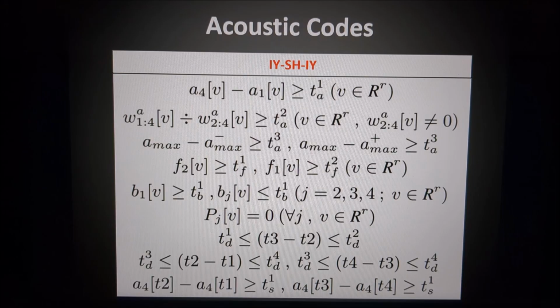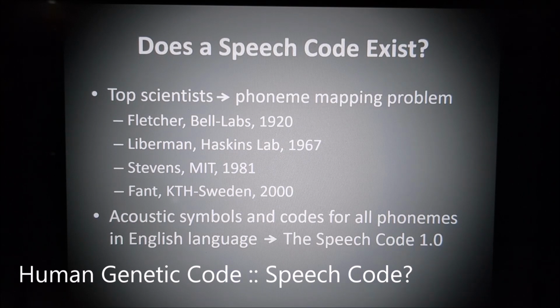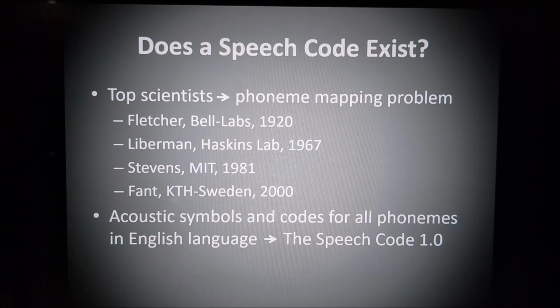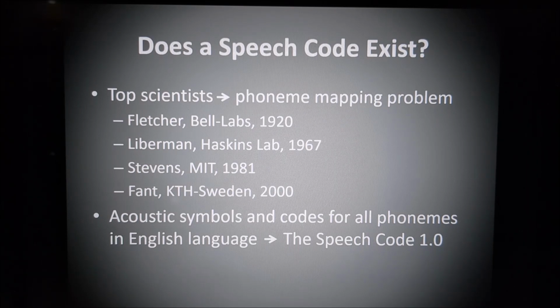Now, why is this such a big deal? Well, many legendary scientists have long argued that just like the human genetic code, there must be a speech code that lets us robustly hear phonemes, even when the word it represents is unknown, even when they're spoken with accents, and even in the presence of noise. So we've derived acoustic symbols and codes like the ones you just saw for each English language phoneme. We've called it Speech Code 1.0, and its design details are as follows.